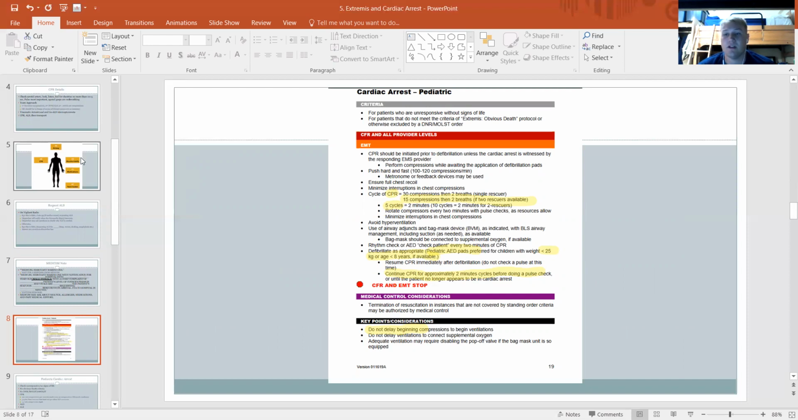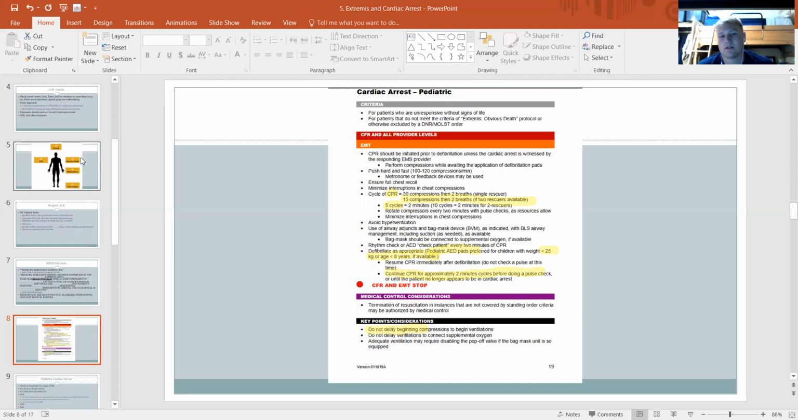Then with pediatric patients, you can either do the 30 and 2 compression, single rescuer, or if you have 2 rescuers, you can do the 15 compressions and then 2 breaths. 5 cycles for the 30 compression, 2 breath is the goal. 10 cycles of the 15 and 2 in 2 minutes is the goal for multiple rescuer CPR. Obviously, rotate compressors as resources allow to reduce fatigue.